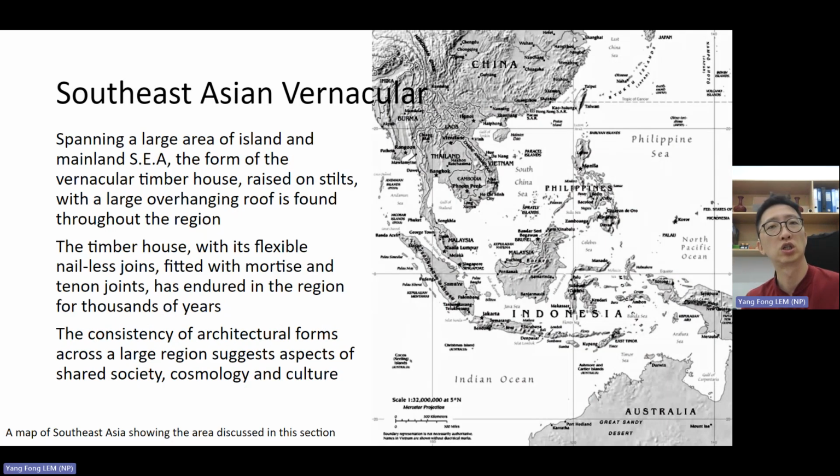Okay, so what is Southeast Asian vernacular? It spans a large area of island and mainland Southeast Asia. The form of the vernacular timber house, raised on stilts with a large overhanging roof, is found throughout the region. And the timber house with flexible nailless joints fitted with mortise and tenon joints has endured in the region for thousands of years. So the consistency of architectural form across a large region suggests aspects of a shared society, cosmology, and culture. So these have grown organically. Nobody came here and told us what to do. This was developed in a very organic manner.